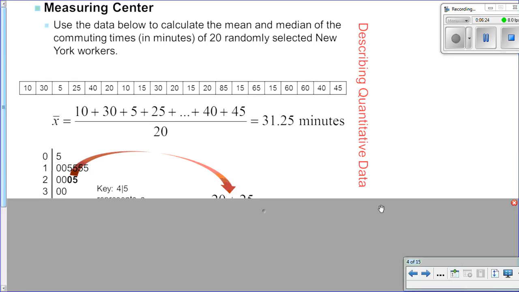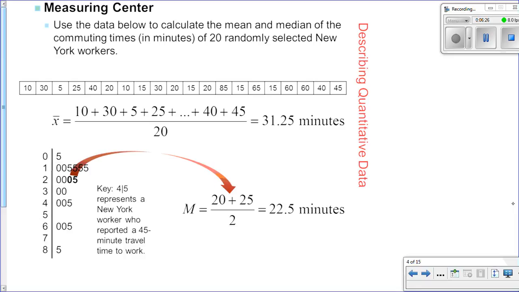For your median, once you order the data, it becomes a lot easier. Since there's 20, the 10th and the 11th piece are going to make your median. However, you have to take the average of them. Since there's not an exact middle, we would do the average of the two that fall in the middle. So 20 plus 25 divided by 2 is 22.5.